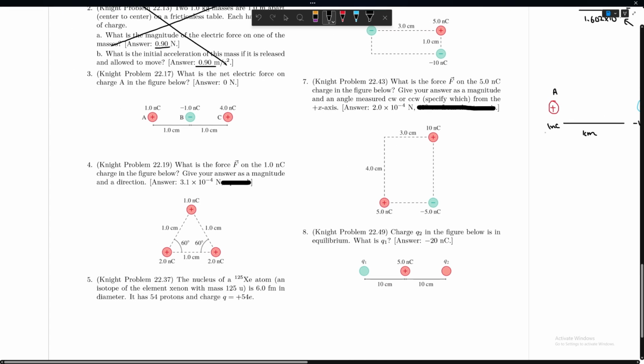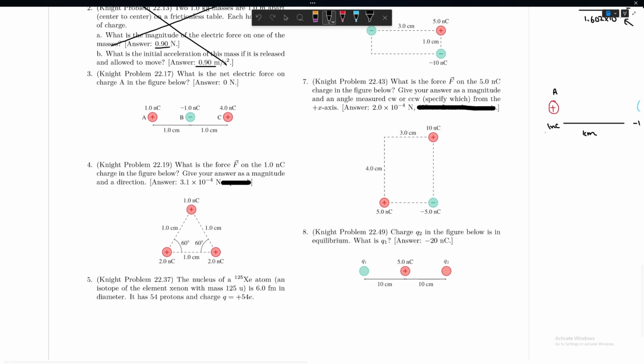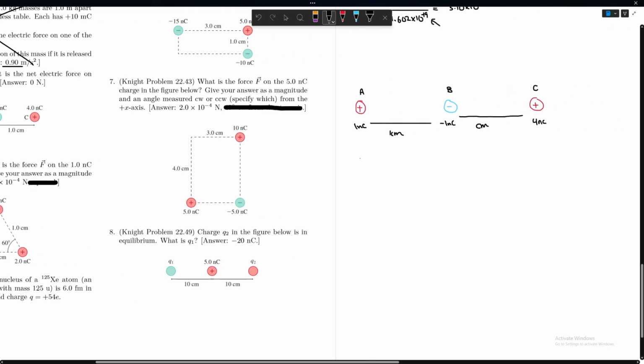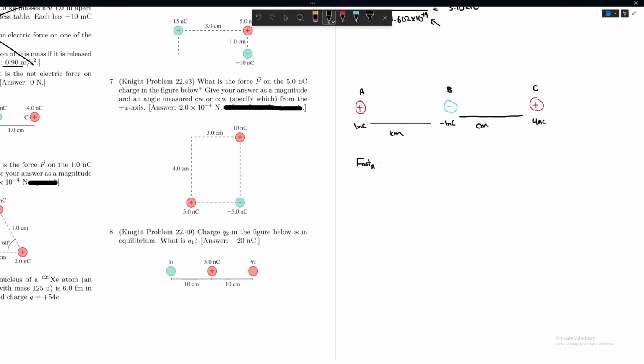After you draw your diagram, always look for what you want. And so what is the net electric force on charge A? What we're looking for is the net electric force, that means F net, right? F net on A. That's what we're looking for. Now, what forces make up this total force on A?